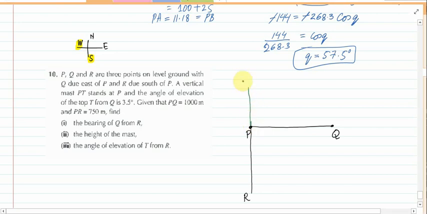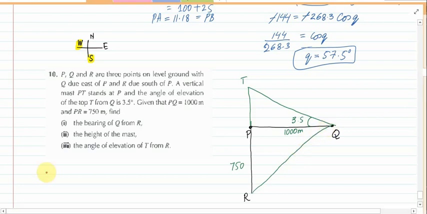Okay, so that is point T and the angle of elevation of T from Q. So the angle of elevation is 3.5 degrees. Given that PQ is 1000 meters, PR is 750 meters, find the bearing of Q from R. Okay, so first let me connect these 2 points.